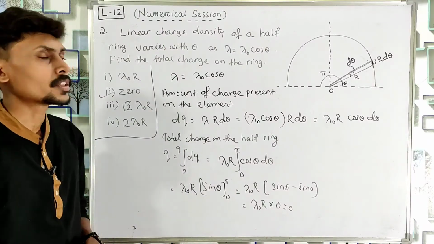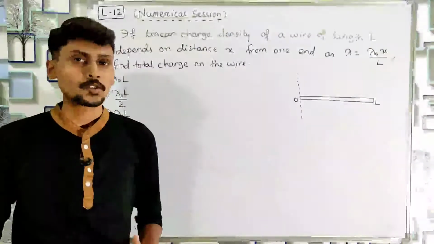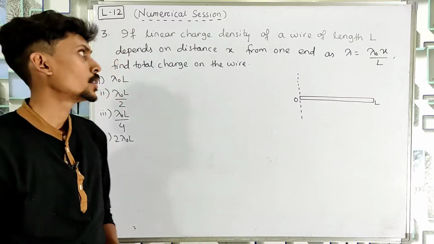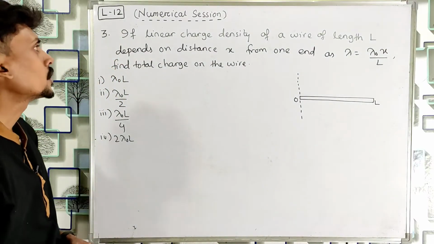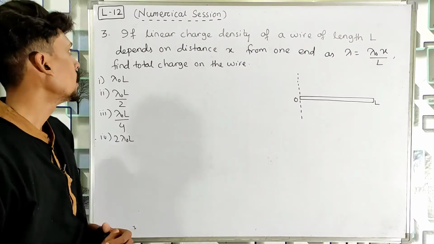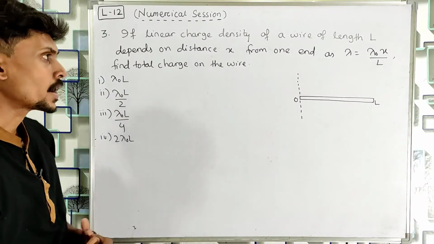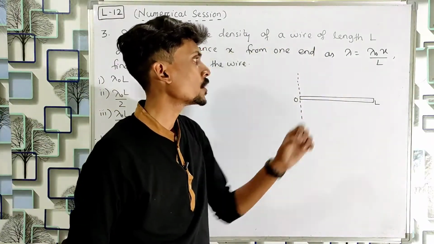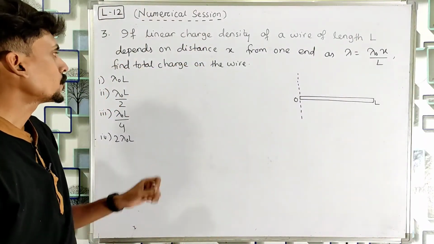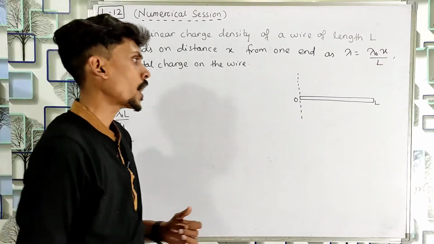So in this way you can solve this question. And now we'll proceed to the next one. So now look at question number 3. The question is, if the linear charge density of a wire of length capital L depends on distance x from one end as lambda equal to lambda naught x by L, then find the total charge on the wire or on the rod. So look at the diagram here.